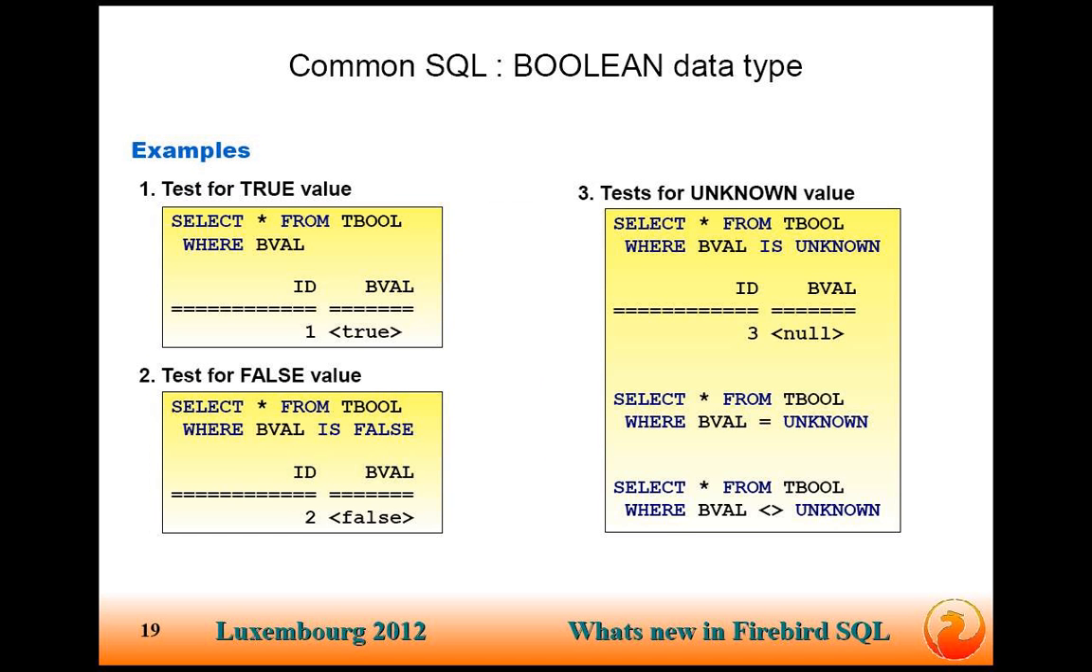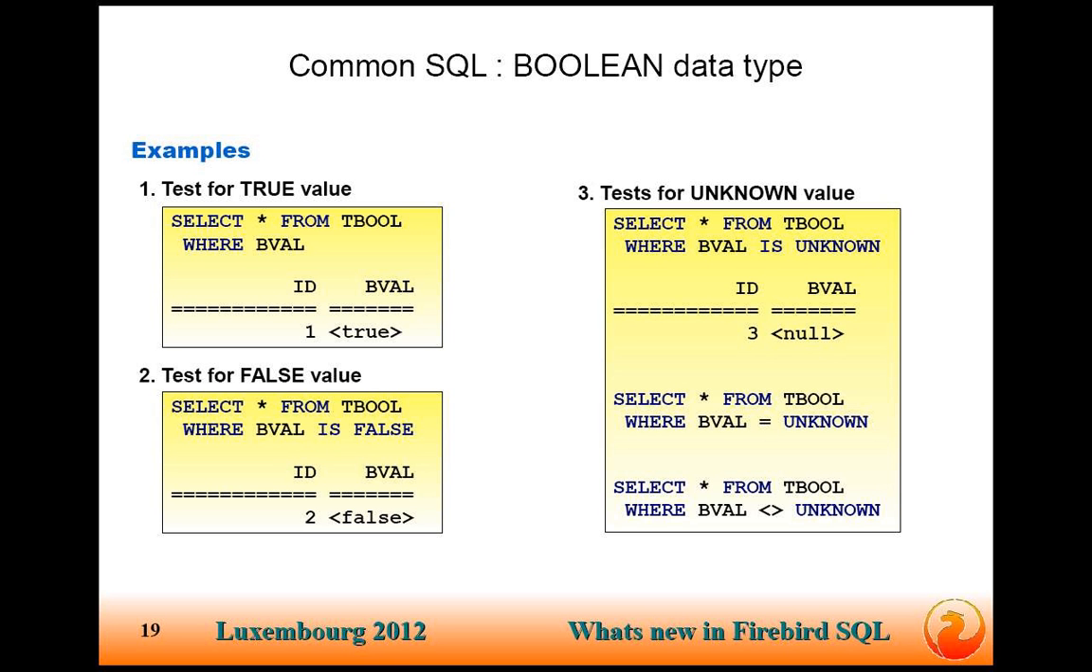Some more examples. You can see how to test for a true value. We can just use it as a Boolean expression. We are not obliged to write where bval is true or bval equal to true. You can just write where bval. Of course it could be used with any Boolean expression, not just with a plain field reference. In the second example, I showed that the syntax is false, is true, is unknown is also supported.